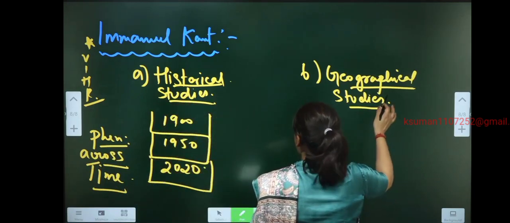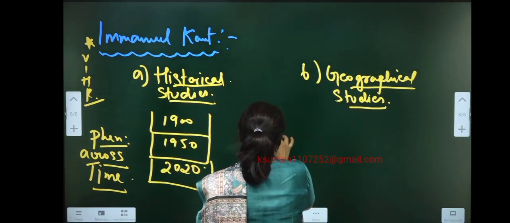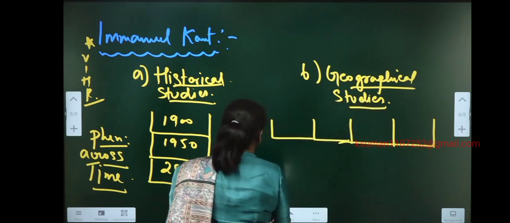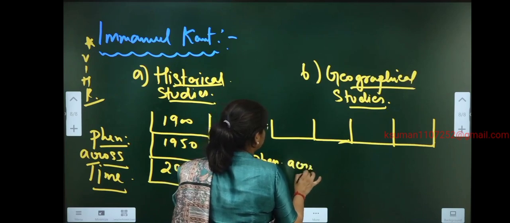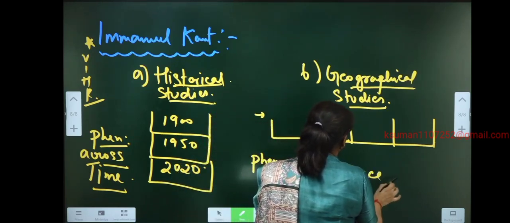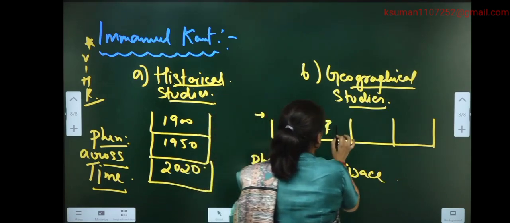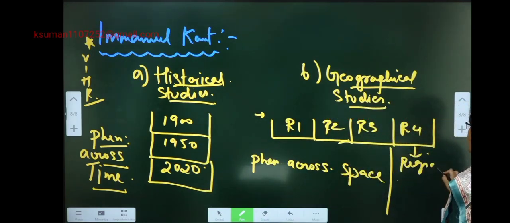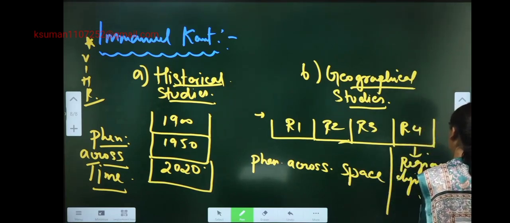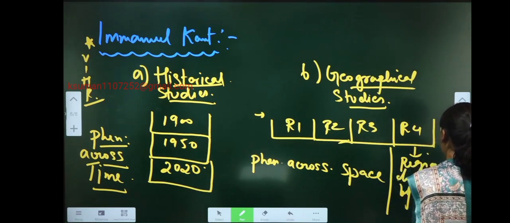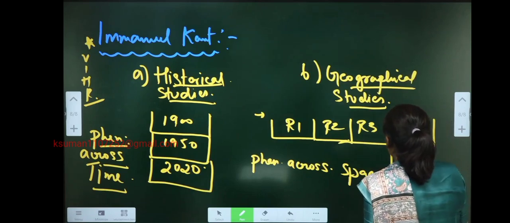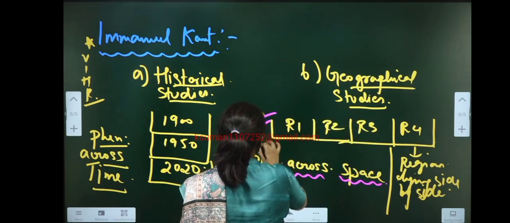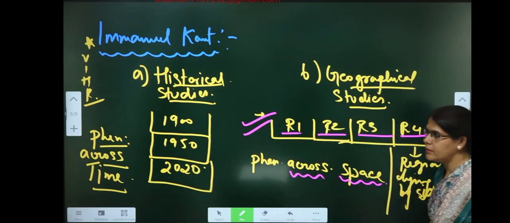Whereas the geographical studies are those studies which study the phenomena across space. So regions lying side by side, across space. Now let's try to understand that. What do we mean by this?